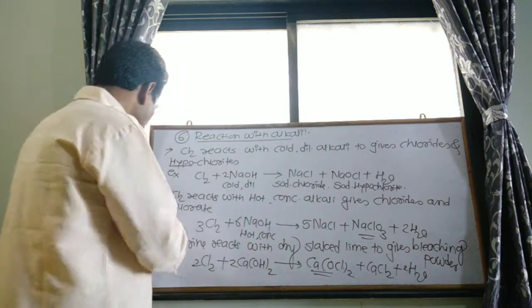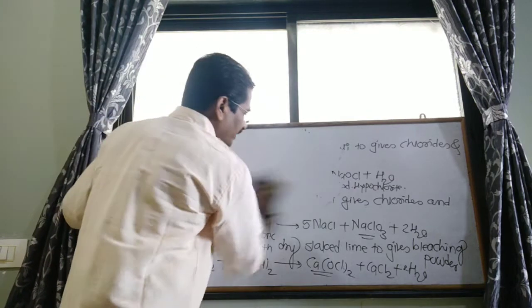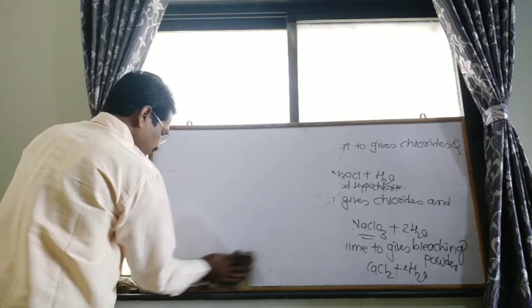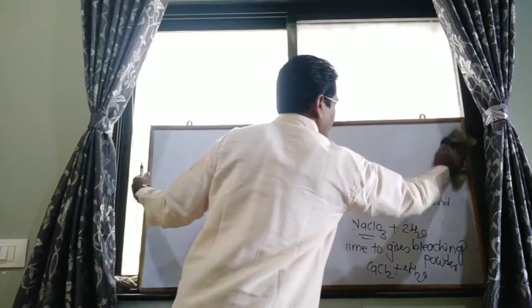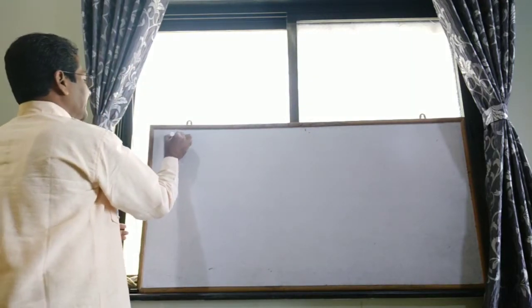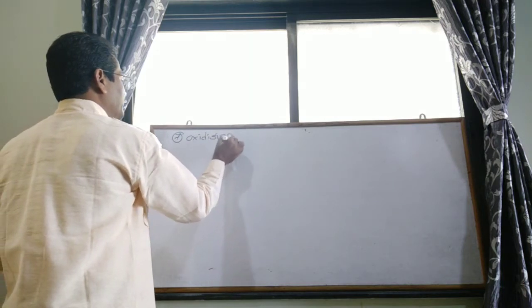Then see the oxidizing property of chlorine. Why can chlorine show oxidizing properties? The next property of chlorine is the oxidizing property.